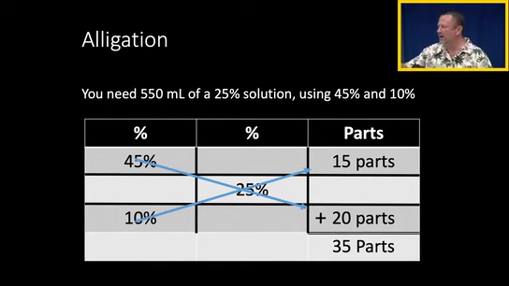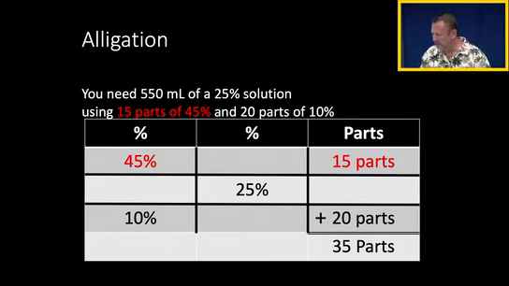All right, so now we have a 35-part final solution, and that's why we talked about that with the juice. If you add 1 part juice and 5 parts water, you end up with 6 overall parts. Here we're going to put 15 parts of the 45% and the 20 parts of the 10%. We put those together, we end up with a final of 35 parts, and so that's a very important step.